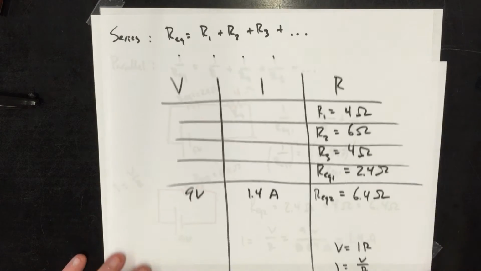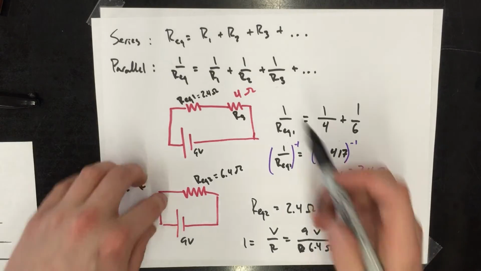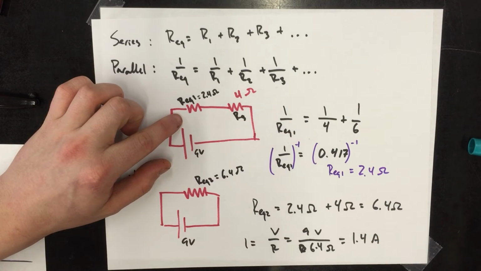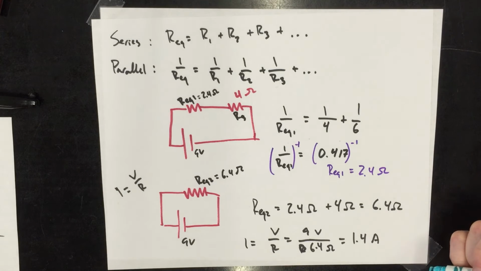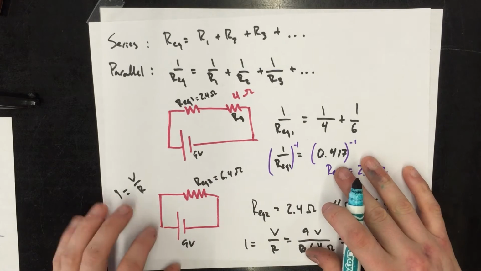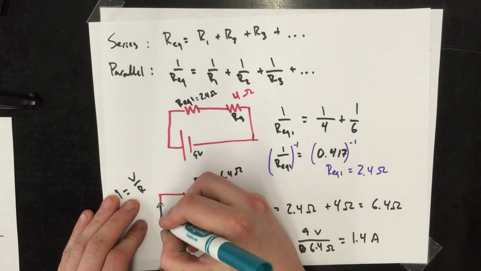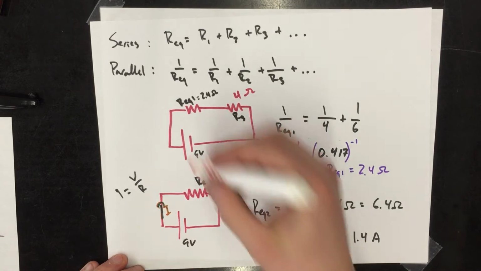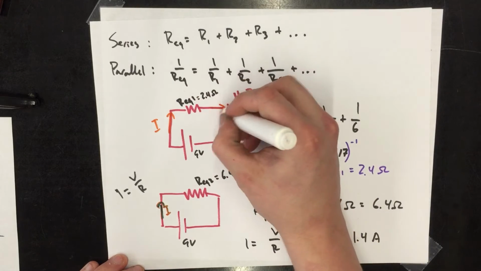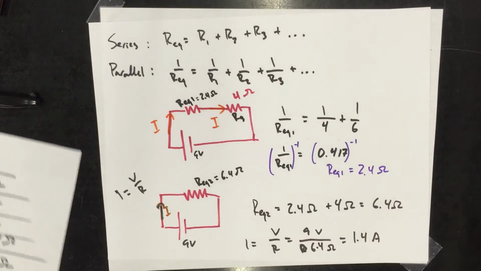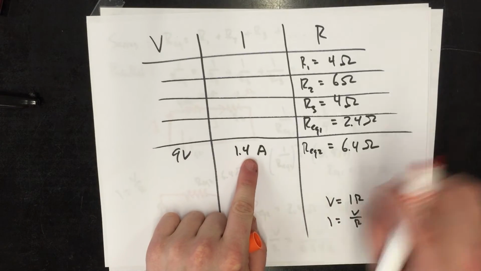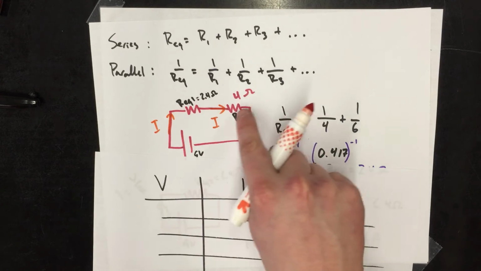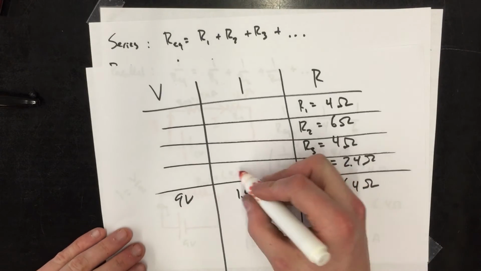Now we need a bit of conceptual understanding. This came from a series circuit here. What do I know about series circuits? Is the current the same, or is the voltage the same across resistors? It's the current. So the current here, this I, should be the same as this I, as the same as that I. So my current that I found going through this resistor should be the same as the current going through REQ1 and R3, which is 1.4 amps.